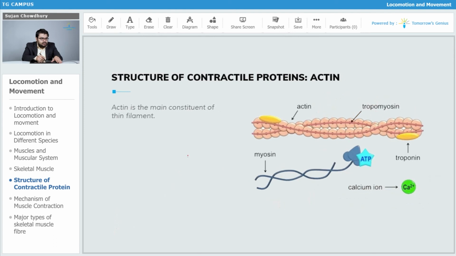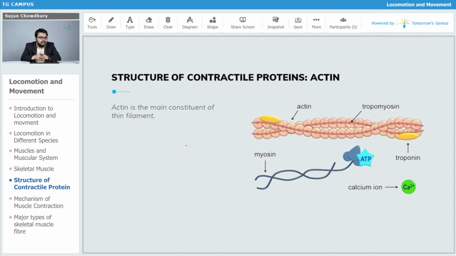So let's now go to actin. We already know about myosin, that it has a structural form made up of two globular heads from which pairs of helical strands arise which make up the tail. At the upper surface of the globular head we have the actin binding site and also the ATP binding site.